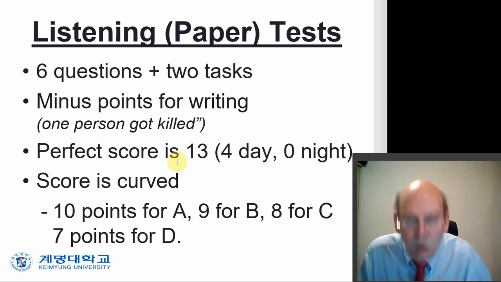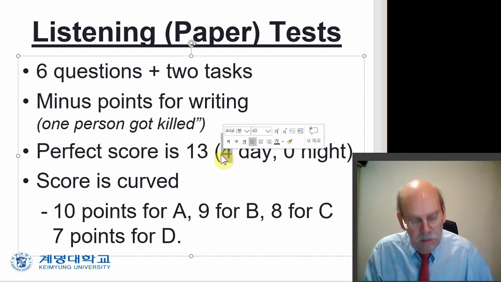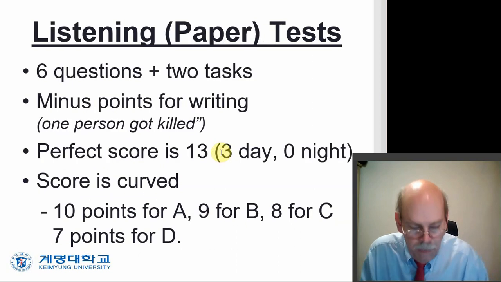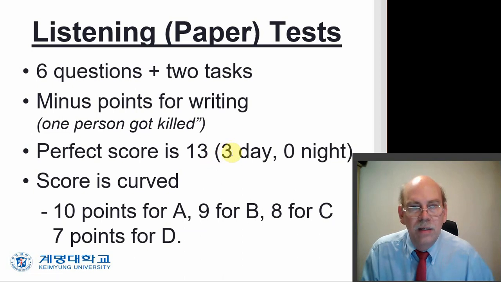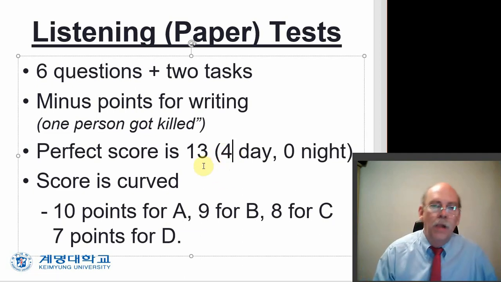Right? No. There were only 3 perfect in the day class. Paper test, night: no perfect. Paper test, day: 4 perfect. I confused myself. I'm sorry. Perfect score on paper: 4 in the day, 0 at night.